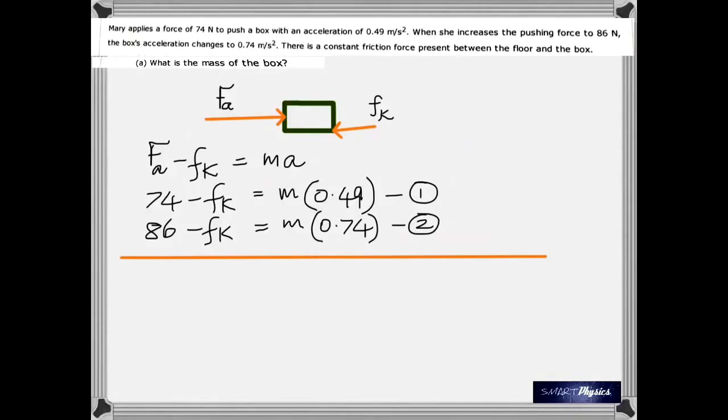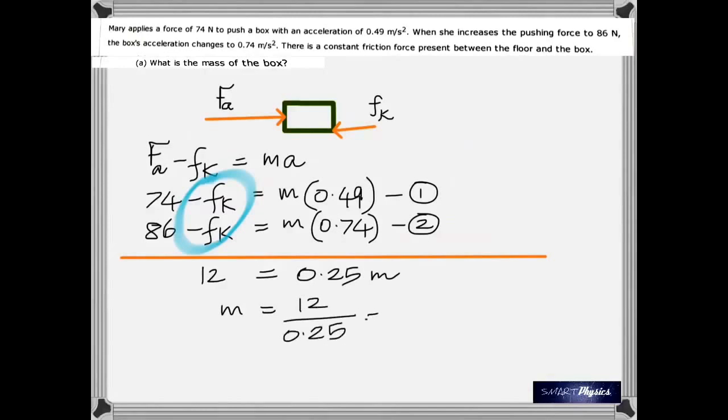and to solve them, let's subtract equation 1 from 2. The idea is to get Fk cancelled, because you're going to have negative Fk plus Fk. So we are subtracting 1 from 2. On the left hand side you have 86 minus 74, which is 12, and on the right side you have 0.25 m. So divide 12 by 0.25 and you get the mass as 48 kilograms.